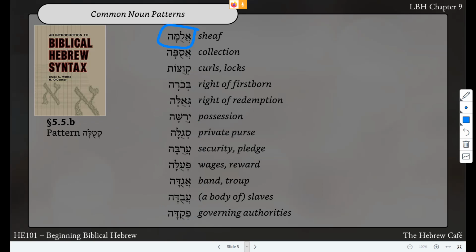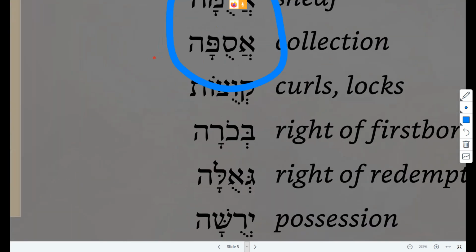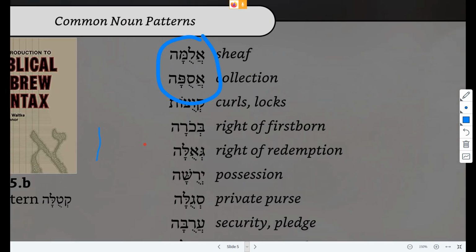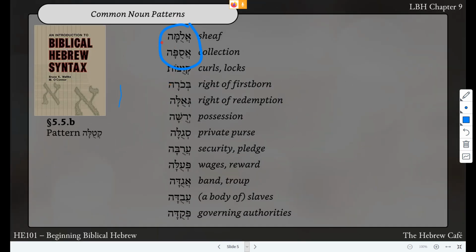We already had alumim. Alumim we had in the Joseph story, where his brothers had sheaves in his dreams that bowed down to him, his brother's father and mother. Alumim, that's the plural of aluma. The same vowel pattern, I don't know if you can see, but hopefully you can. I'll try to make it bigger. I don't know how to do this. Okay, come back up. You see the same pattern.